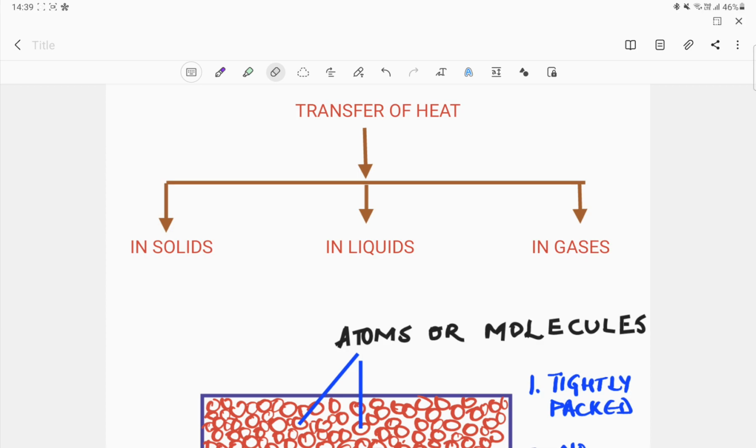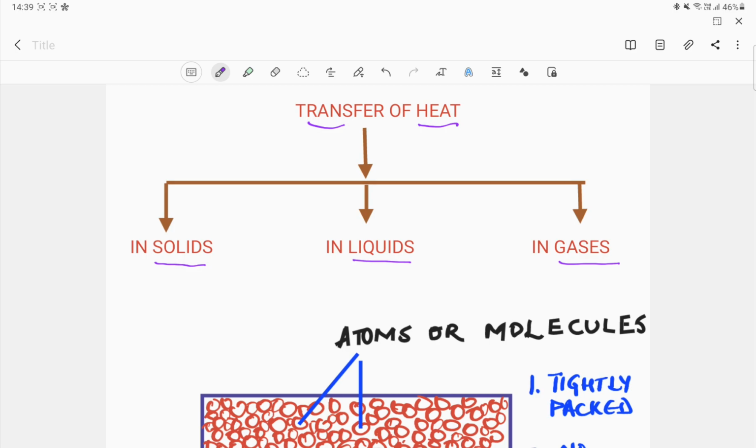In the next couple of videos, we will learn how heat is transferred or moved from one place to another in the three states of matter, by which I mean in solids, in liquids, and in gases. In this video, we will learn how heat travels or moves in solids.